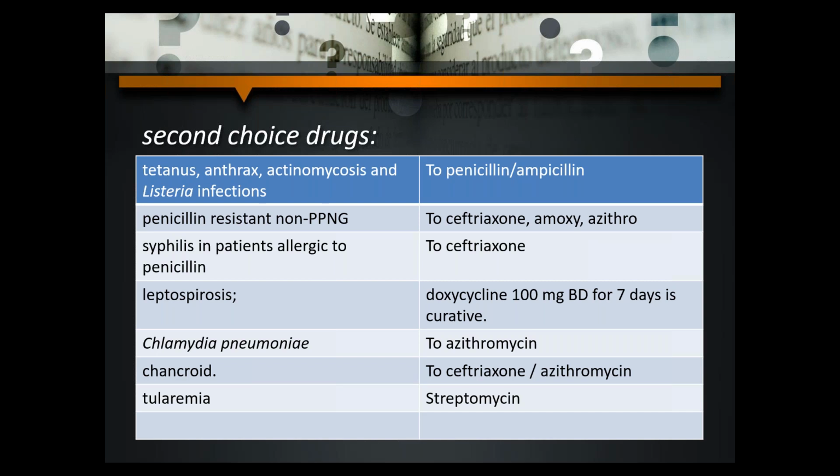Chancroid, again ceftriaxone, azithromycin is the first drug of choice. Tularemia, streptomycin is the first drug of choice, and then go for doxycycline. Streptomycin, it is an aminoglycoside. Okay.